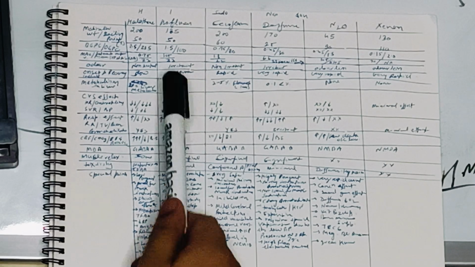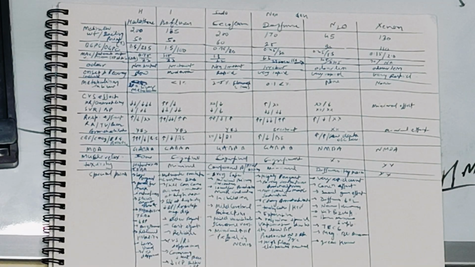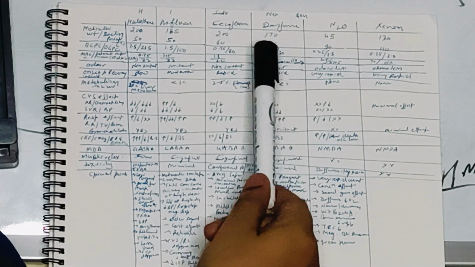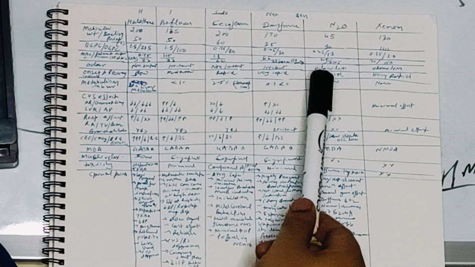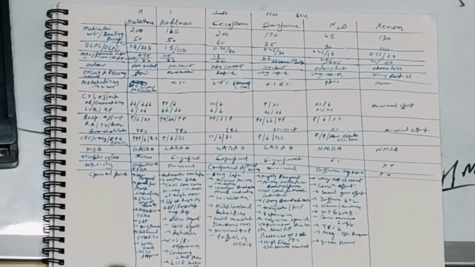Odor: halothane is a non-irritant drug. Isoflurane is irritant, sevoflurane is non-irritant. So halothane and sevoflurane are non-irritant gases. That's why they are used in pediatrics. Desflurane is also irritant, and nitrous oxide and xenon are odorless.